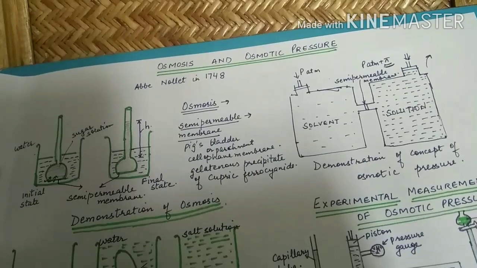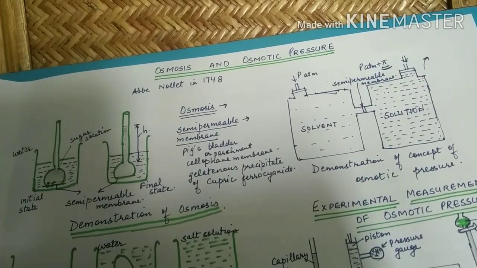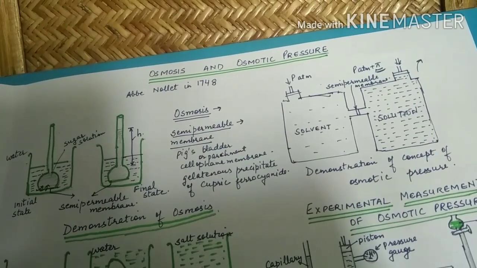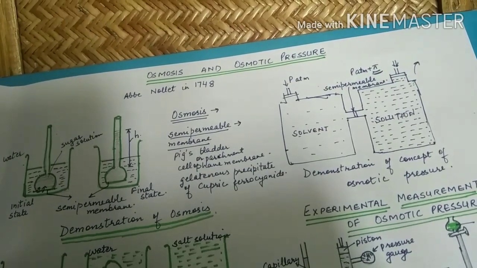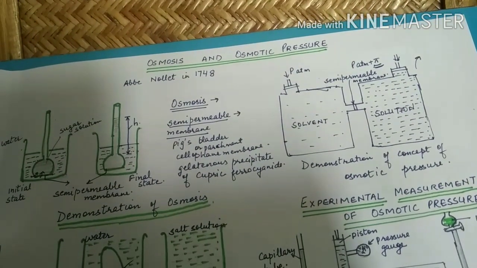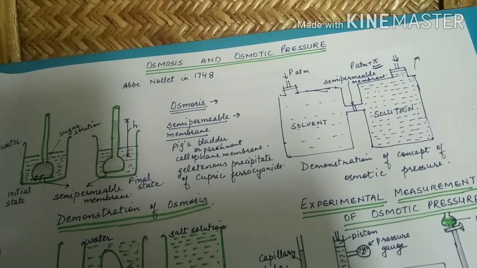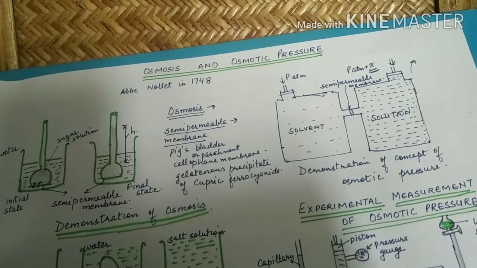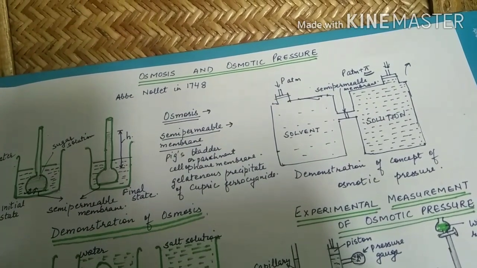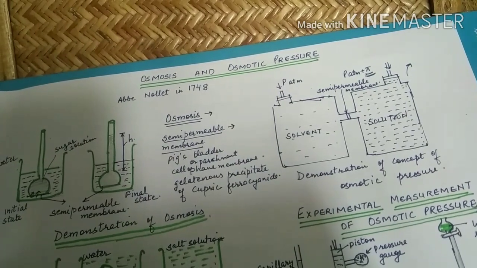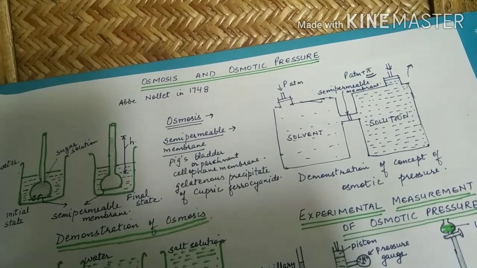So, what is osmosis? The phenomena of flow of solvent through a semi-permeable membrane from pure solvent to the solution is called osmosis. Osmosis is quite different from diffusion, where you see particles moving from a region of higher concentration to that of lower concentration.